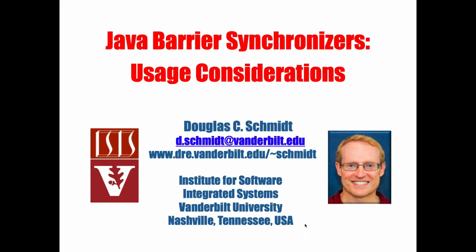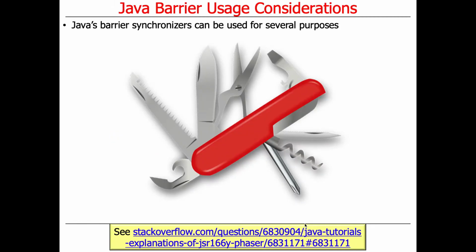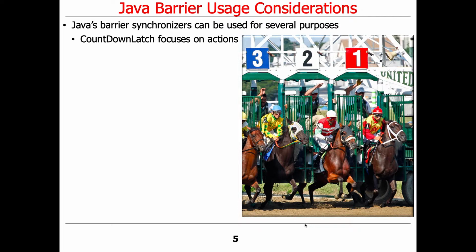So now that we've talked about barrier synchronizers and I've shown you countdown latches and cyclic barriers and phasers, and we've seen a bunch of different examples, let's summarize the usage considerations of barrier synchronizers. As you've hopefully observed, and you'll get a chance with the next programming assignment to actually try this out, barrier synchronizers can be used for several different purposes. Countdown latches typically focus on actions.